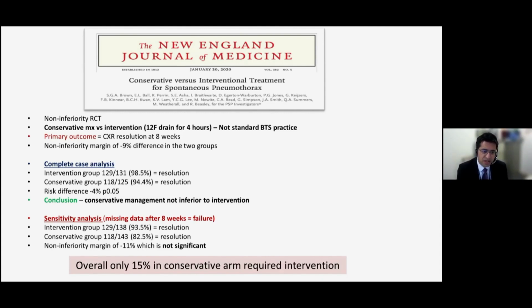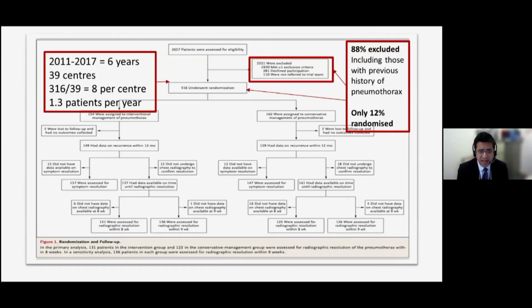And they found, as you can see, in both the intervention and conservative group, there was no difference in the resolution, and that conservative management was not deemed inferior to intervention. And in the conservative arm, only 15% of patients required intervention. However, this study had a few limitations.